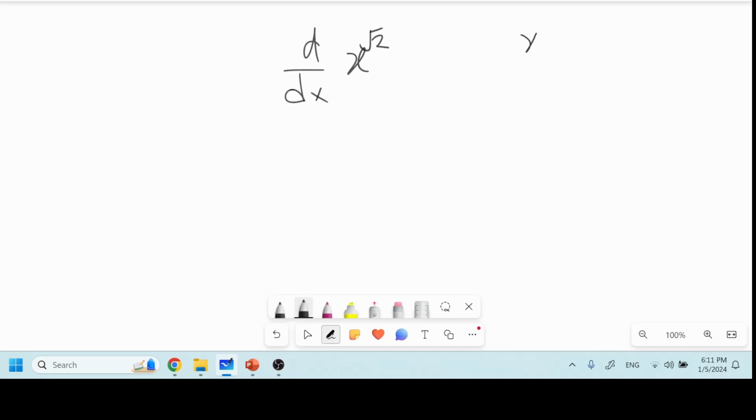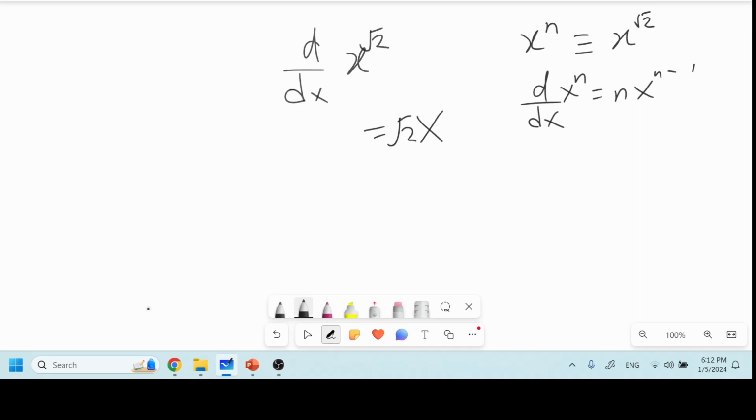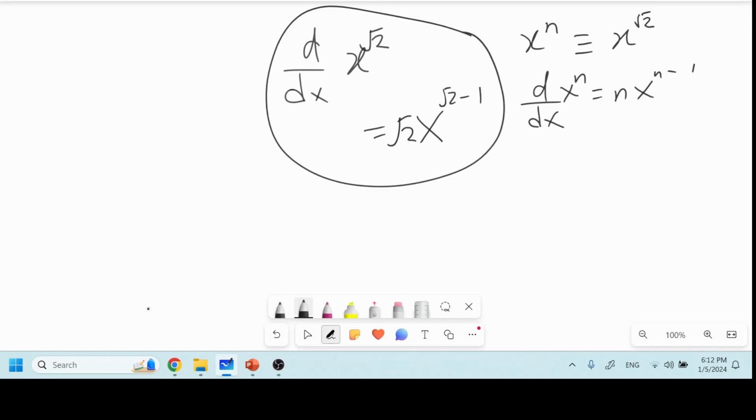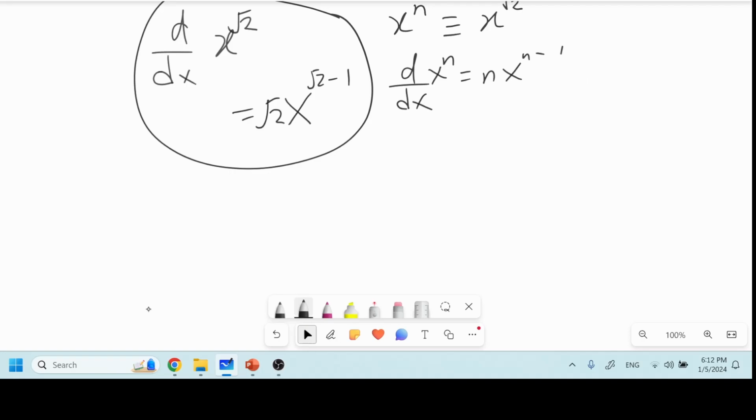Here, the generalized power function is in the form where the power n is taking an irrational number, the square root of 2. So this is simply equal to, according to the formula we have just derived, the square root of 2 times x raised to the power of square root of 2 minus 1. So this result seems to be very trivial by applying this formula.